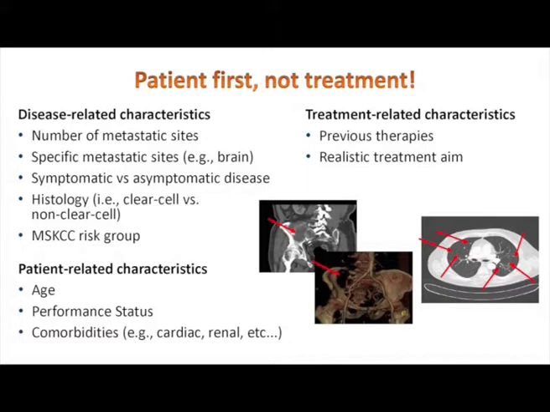And we have also to realize that, taking into account the patient characteristics, we speak about disease-related characteristics, such as the number and size of metastatic sites, the presence of symptomatic or asymptomatic disease, the histology, of course, and the risk group classification, either with MSKCC or Heng criteria. But we have also patient-related characteristics that are definitely quite important. For example, age, of course, performance status, the presence of comorbidities.